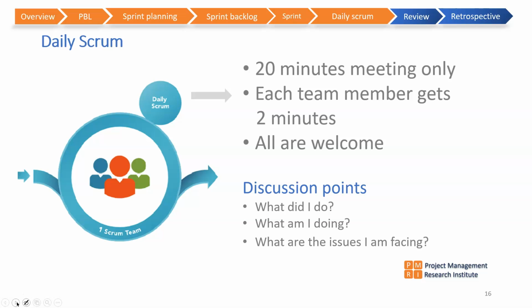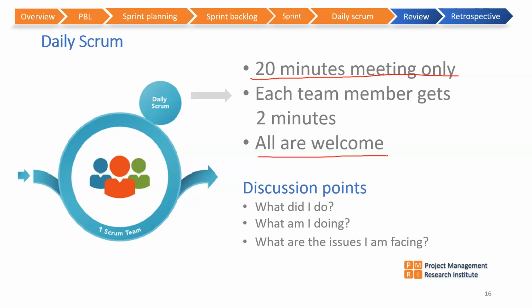Then the daily Scrum. It is also popularly known as the daily stand-up meeting. It is a 20 minute meeting. So when the team size is 10, each member will get 2 minutes to speak, and all are welcome. It is not just the team. Even if others want to know what is really happening in the project, they can also come and participate in this meeting. But the only thing is they should not hijack the meeting. They should not ask questions because the time is stipulated at 20 minutes.